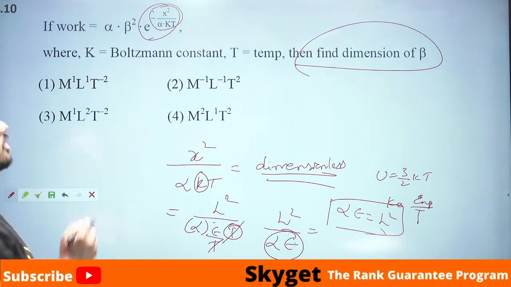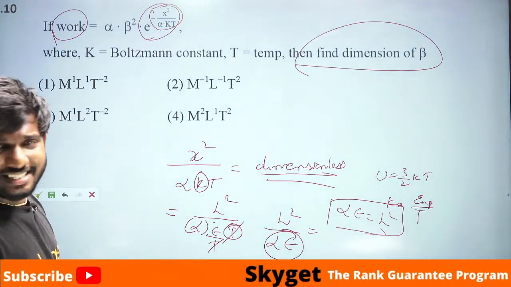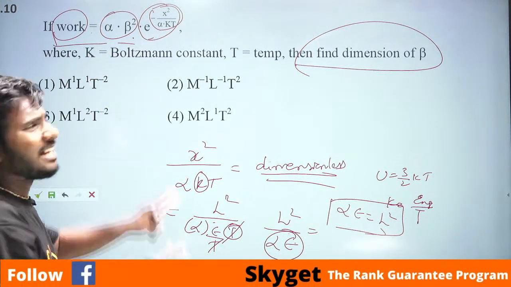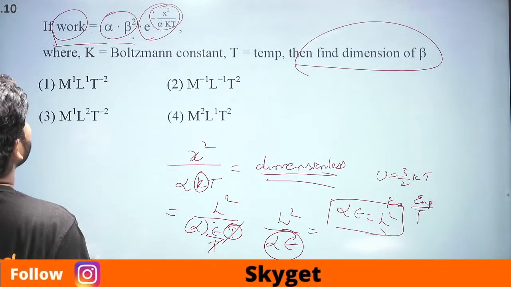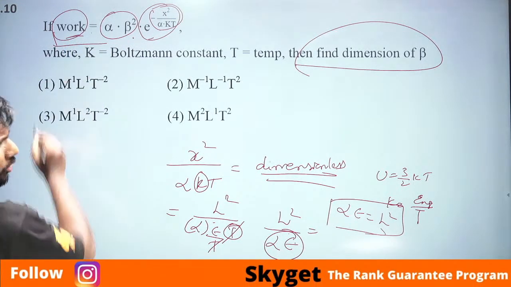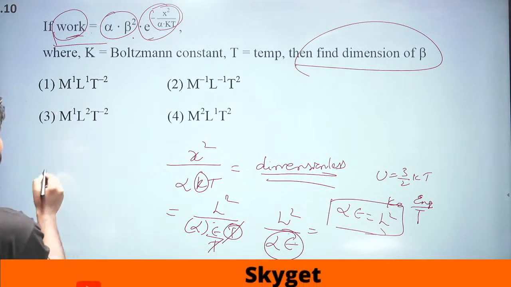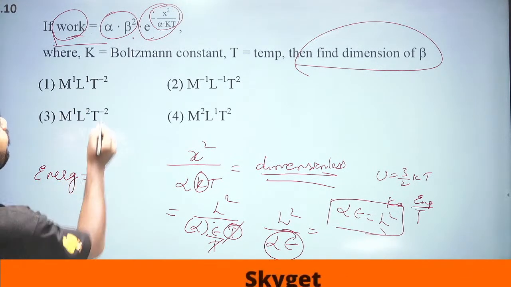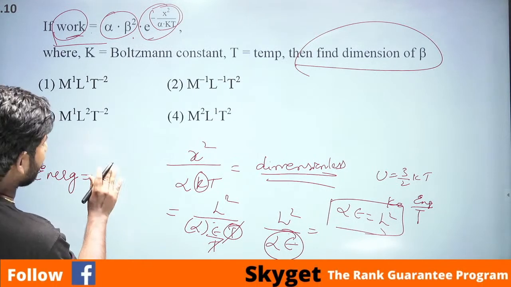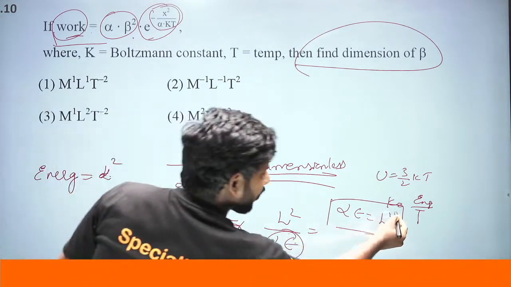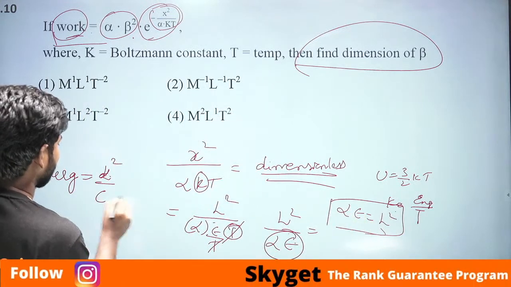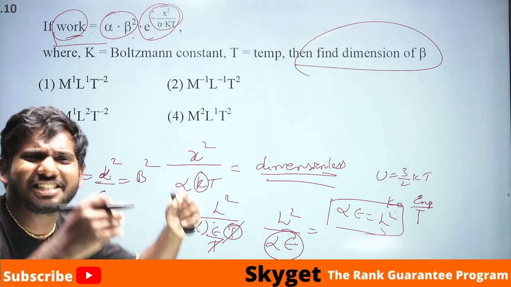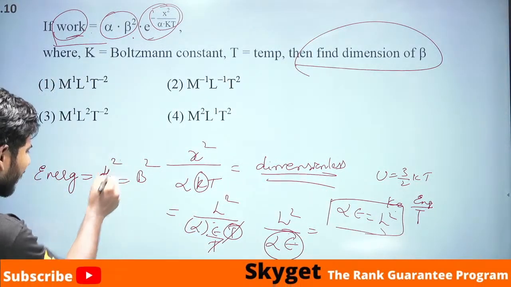By the principle of homogeneity, students, work has units of energy, and alpha beta square by the principle of homogeneity should have the same dimension. If they have the same dimensions, what is the work dimension? Work dimension is energy dimension. So energy is equal to alpha dimension, which is L square by energy, here is equal to beta square. Nothing to do with the question. This is an easy question, students. So L square by energy.